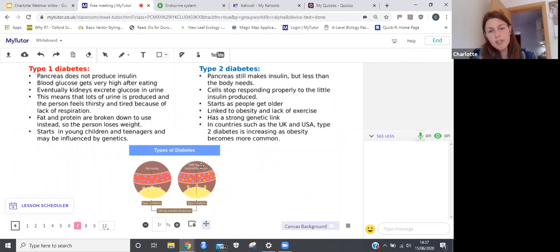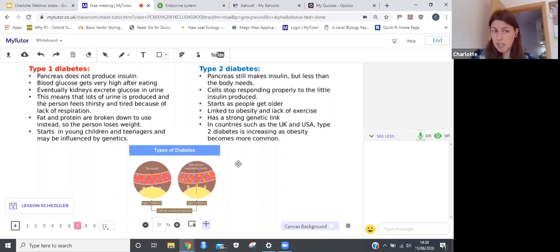Type 2 diabetes is when the cells don't respond to insulin. So they're missing those receptor cells that pick up the fact that insulin is there and therefore start to remove glucose from the blood. So it's a very slight difference.